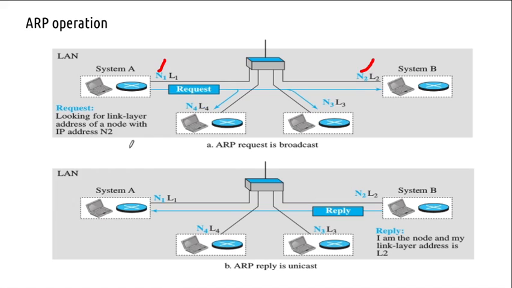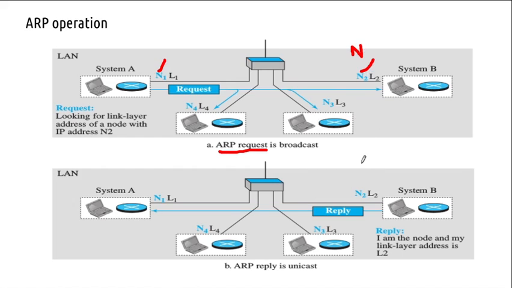So it sends out a broadcast, an ARP request. The ARP request is broadcast over the entire network, saying that I am looking for the physical address, the MAC address, of a system with the IP address N2. That is broadcast, and all the systems will receive it.